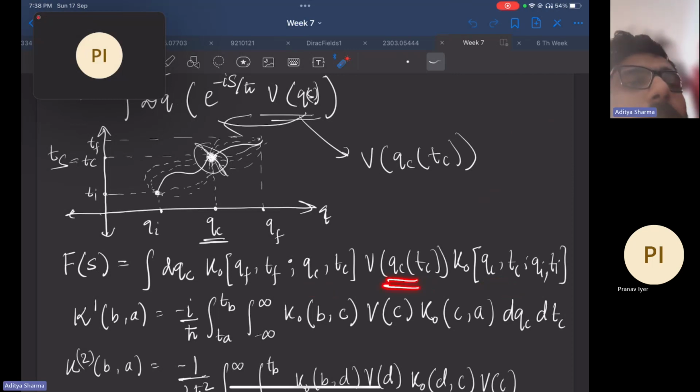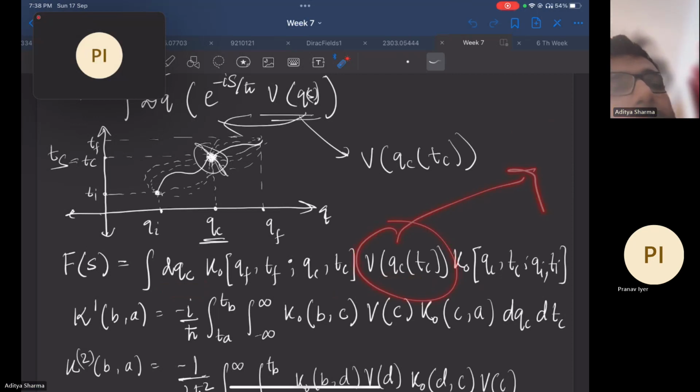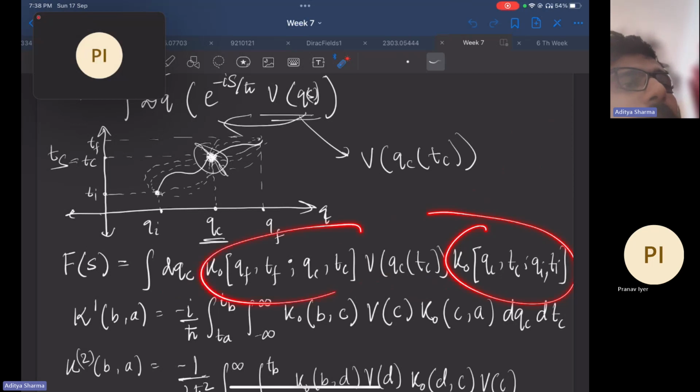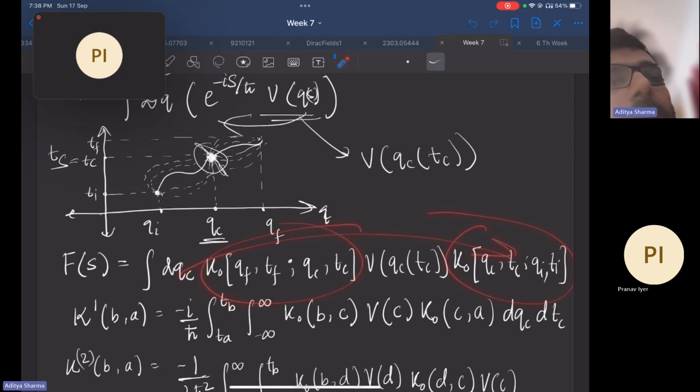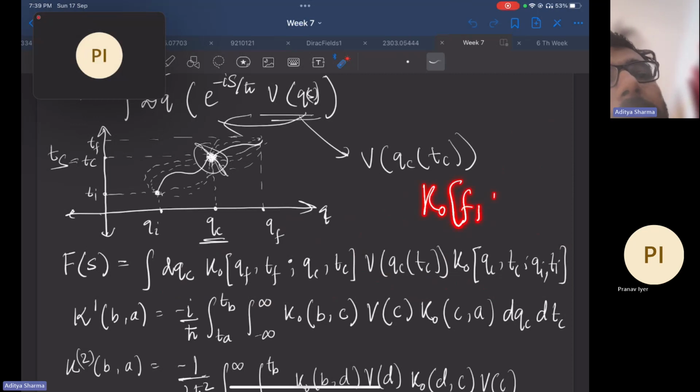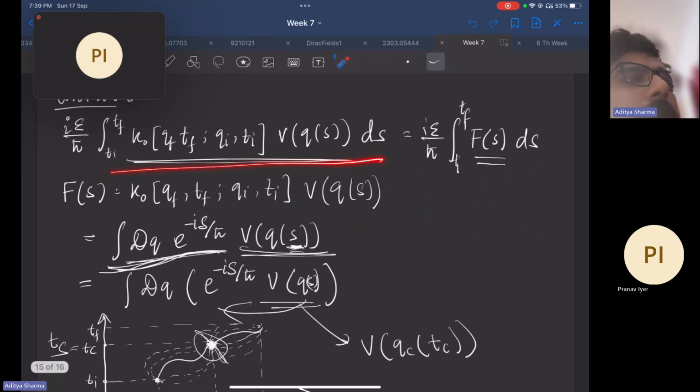Okay, I can put it QC here and integral over QC. Earlier, this V was outside and we only had this part, and the integral gave us the integral over final and initial, like K naught of UF, the final point, and K naught of final and initial. Sorry, integral over dt. So I was just writing this expression.